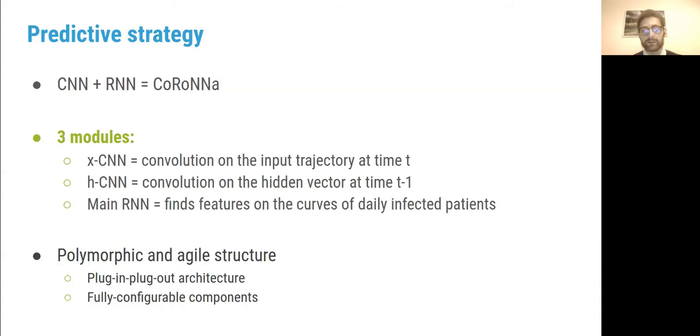Our framework consists of 3 main blocks configured independently from one another: XCNN, which is a convolution of the input trajectory at time t; HCNN, which is a convolution on the hidden vector at time t-1; and the main RNN blocks, which find the features of the curves of daily infected patients.